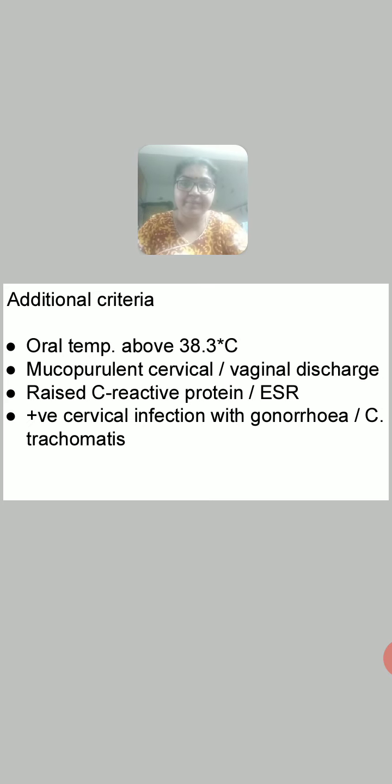Additional criteria means besides the minimum criteria, which are the other additional criteria that is also in favor of the PID. These are oral temperature above 38.3 degrees centigrade, mucopurulent cervical or vaginal discharge, raised C-reactive protein or ESR, and positive cervical infection with gonorrhea or with C. trachomatis.